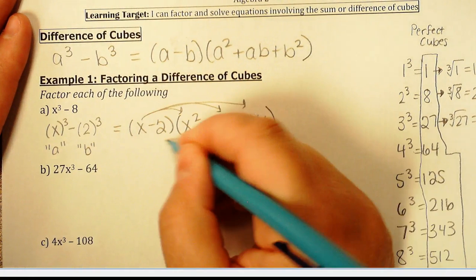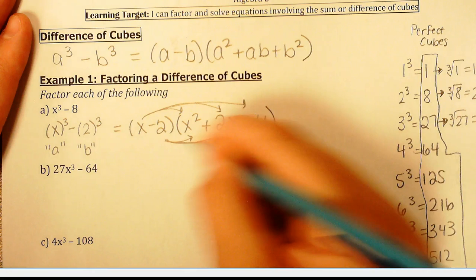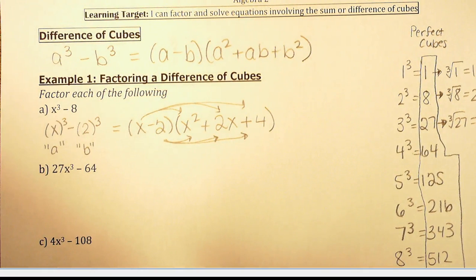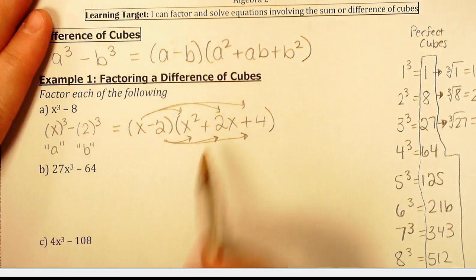So if I do a FOIL here, remember this is like FOIL on steroids, like a triple distributive property. If you want to draw yourself a box, you could draw yourself a box for this. It's totally up to you. But let me go through, I'm going to multiply this out.